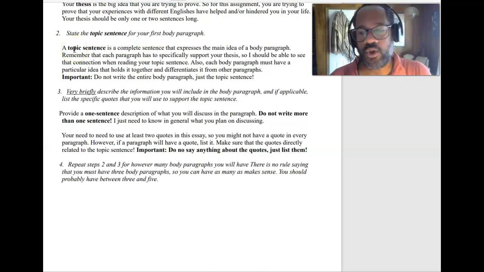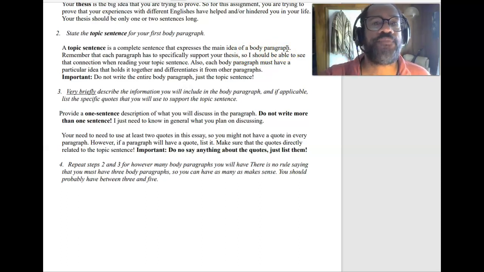So let's talk about what a topic sentence is. A topic sentence is a complete sentence. That's important. It's a complete sentence. I probably should have put that in bold as well. A complete sentence that expresses the main idea of a body paragraph. And so let's just stop right there and think about what that means. A paragraph, well, let's think about what a paragraph is.